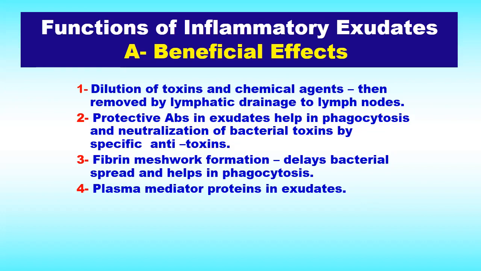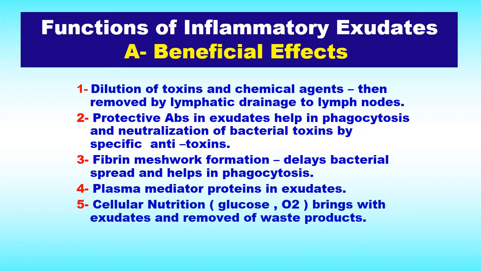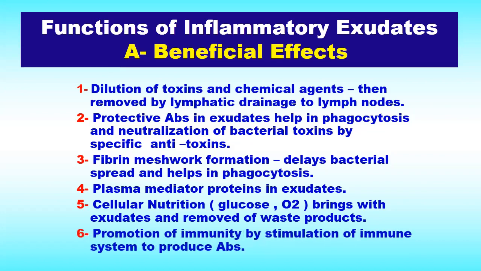Fifth, cellular nutrition, such as glucose and oxygen, is brought with the inflammatory exudate to the cells of the tissue, and waste products are removed from them. Sixth, promotion of immunity by stimulation of the immune system to produce antibodies against the infection during the lymphatic drainage of inflammatory exudate to the regional lymph nodes.